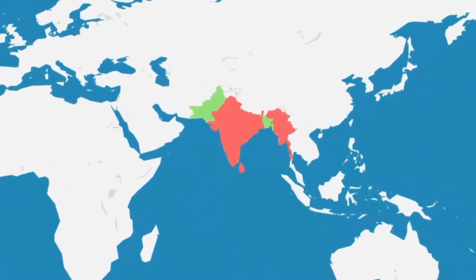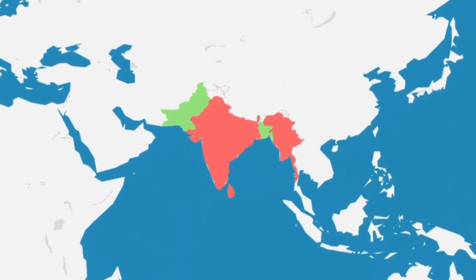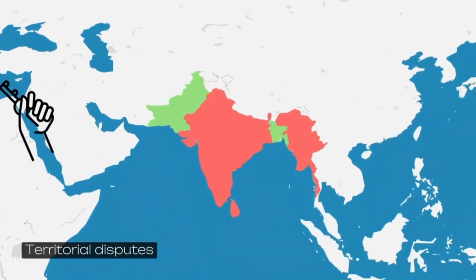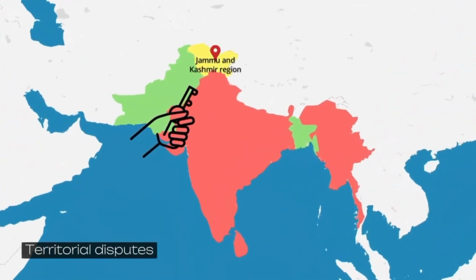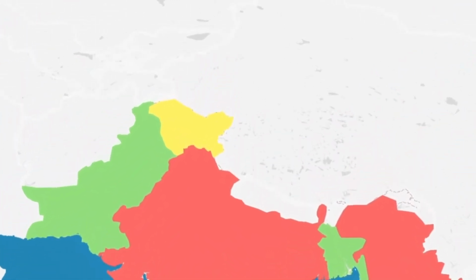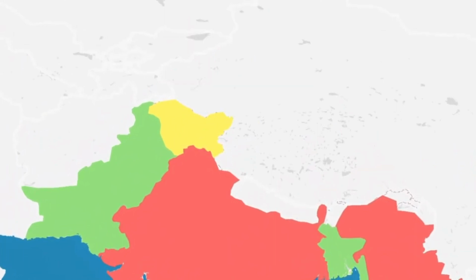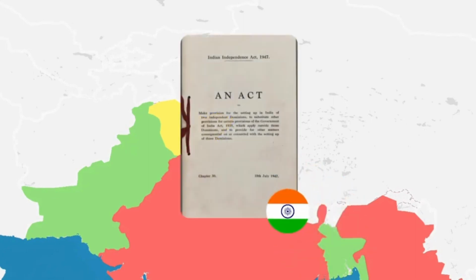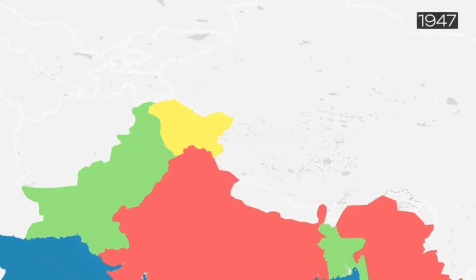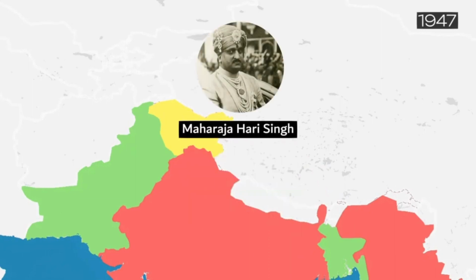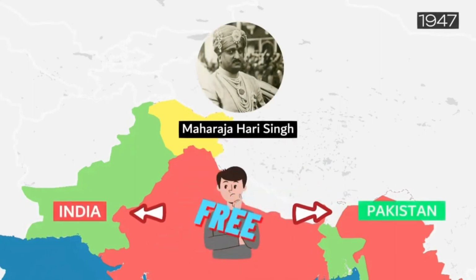The relentless conflicts between India and Pakistan were mostly fueled by territorial disputes over the ownership of the Jammu and Kashmir region, the northernmost geographical region of the Indian subcontinent that is claimed by both countries. This tense situation stemmed from the partition plan introduced by India's Independence Act of 1947, in which the state of Jammu and Kashmir, under Maharaja Hari Singh, was free to decide whether to join India or Pakistan.